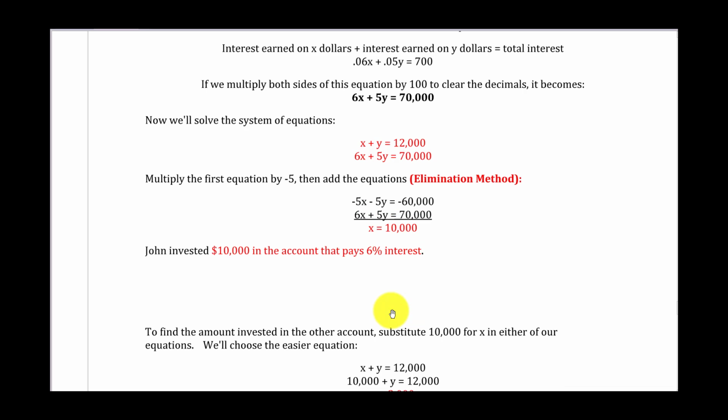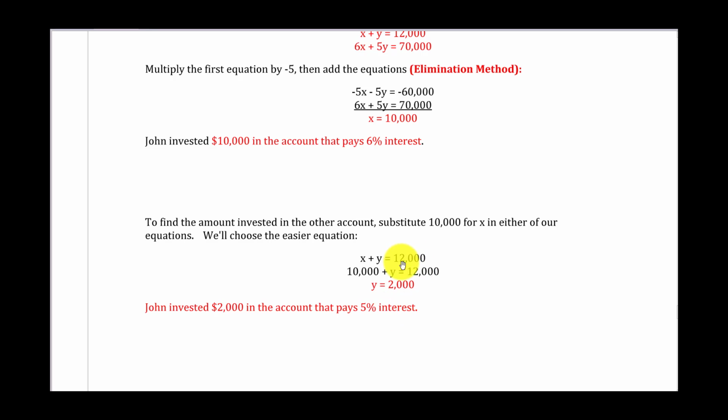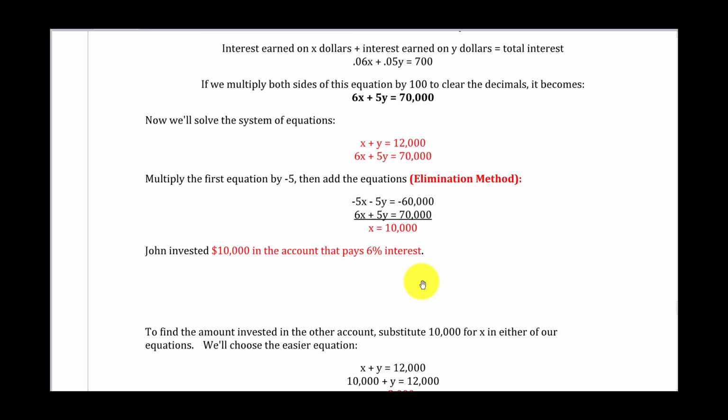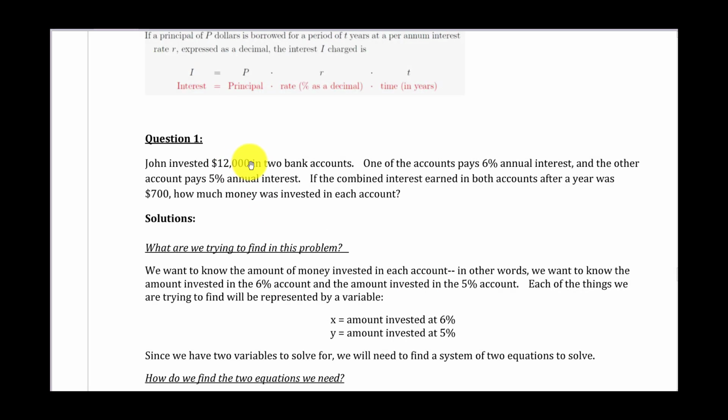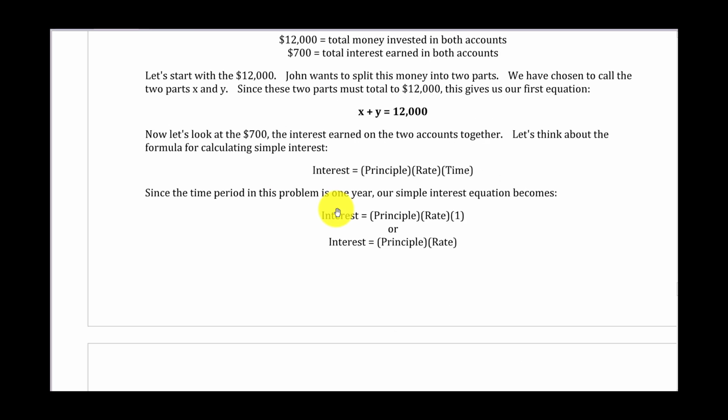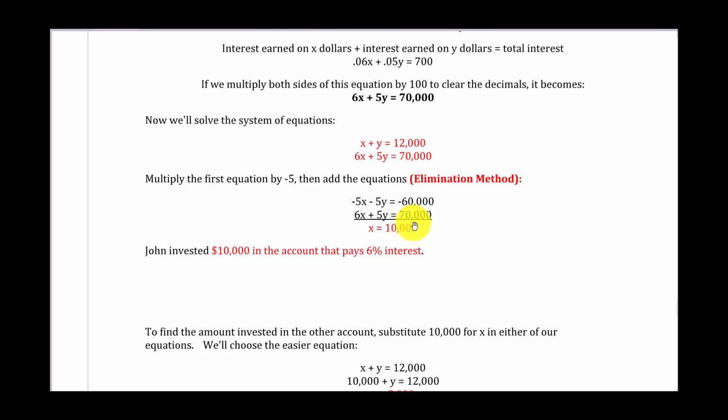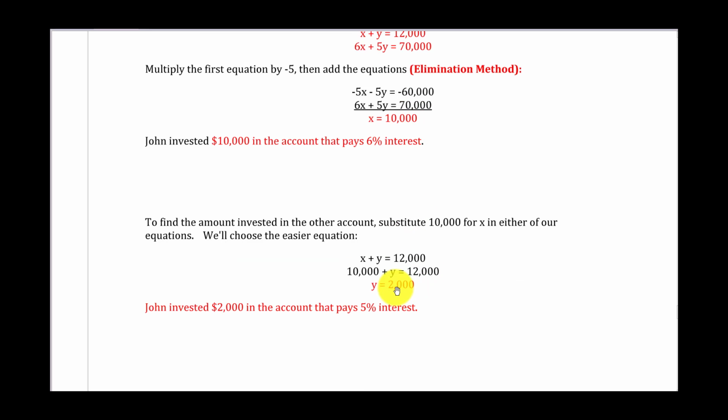Remember that we have two different accounts. Once you get 6 for x for 10,000, you can find the amount of the other account by subtracting that from 12,000, because the total was 12,000 in the beginning. He has 12,000 in the two bank accounts. Once you figure out one of them has 10,000, the other one should be 2,000, because 10,000 and 2,000 give you 12,000 total. So the y should be 2,000, or the 5% interest bank account should have $2,000 in there.